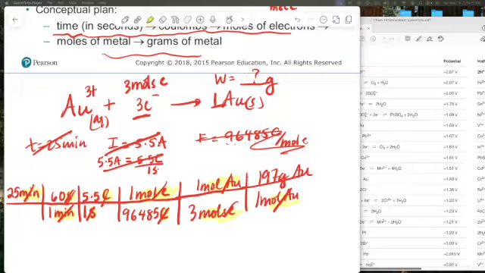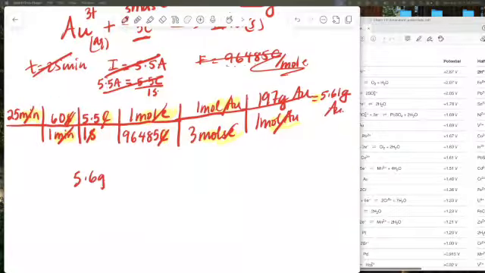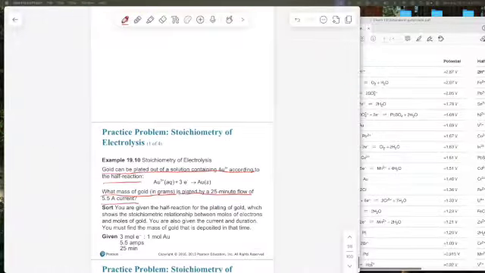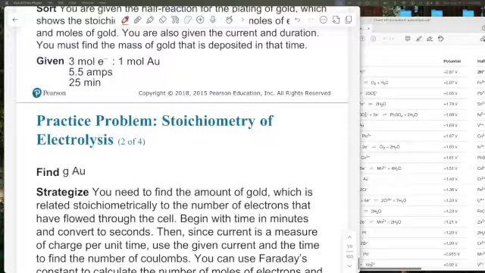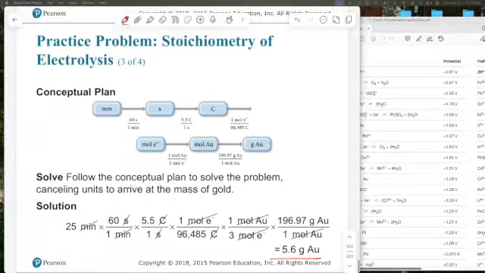So I'm going to multiply all the top numbers, 25 times 60 times 5.5 times 197, divided by 96485 divided by 3. I get 5.61 grams of gold. Okay. So from this, we get 5.6 grams of gold, and that should be the amount of gold produced. 5.6 grams of gold. And with that, this chapter is finally done.